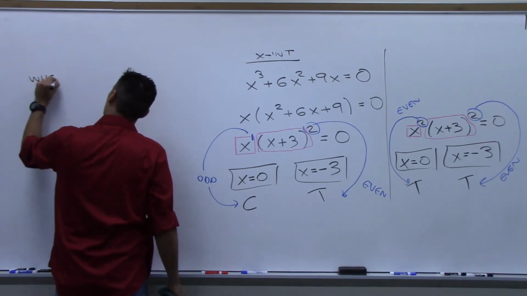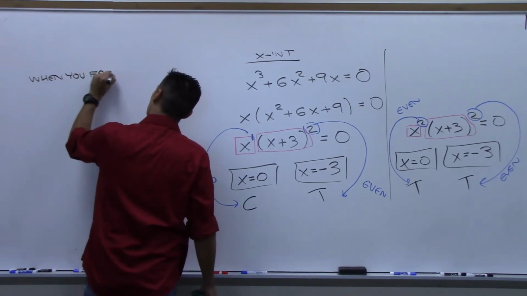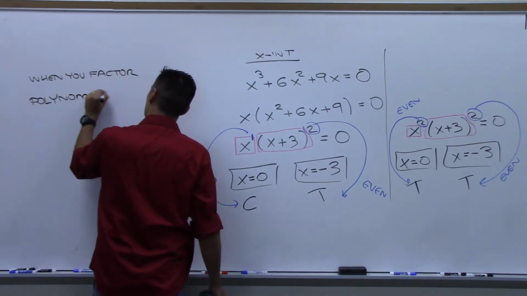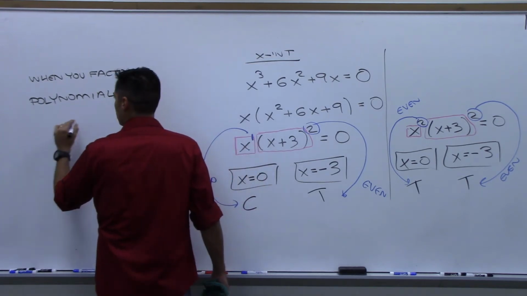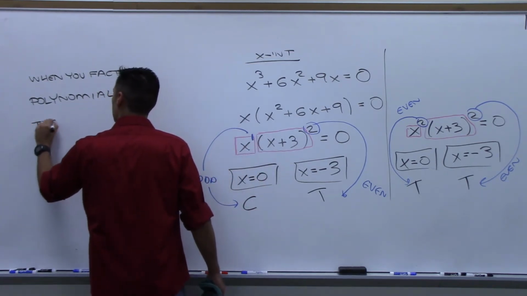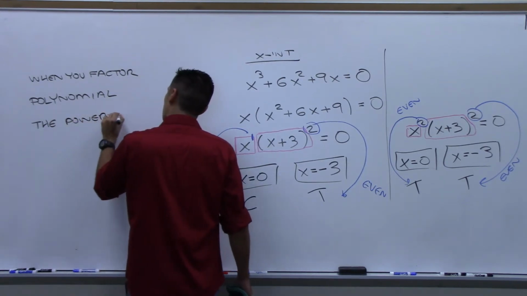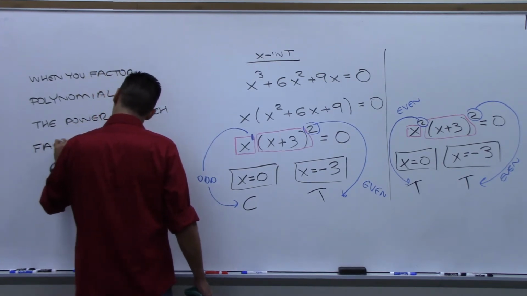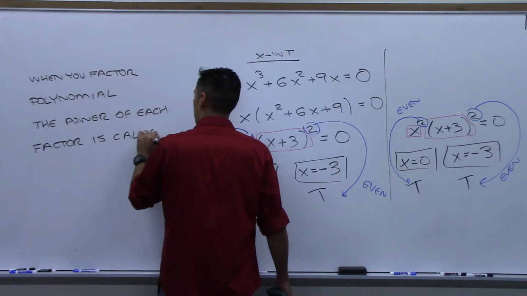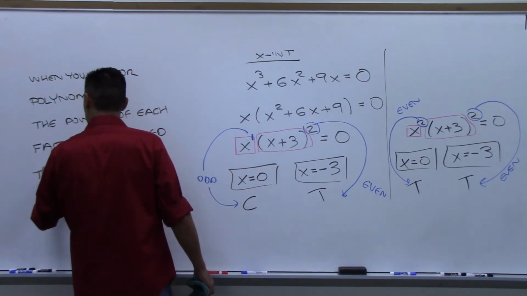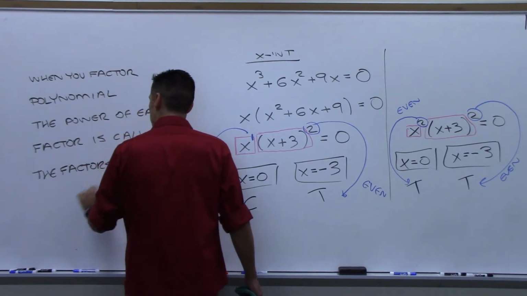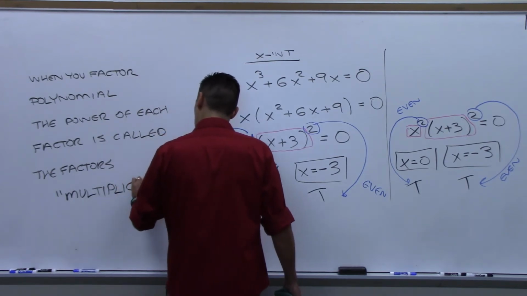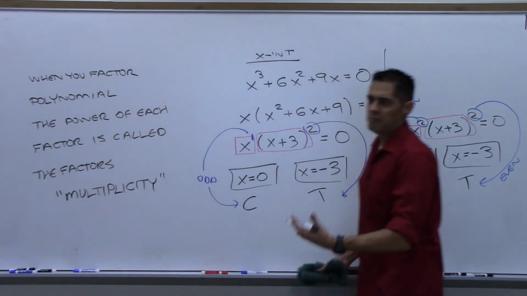When you factor a polynomial, I'll write it out. The power of each factor is called the factor's multiplicity. That was a very fancy name.